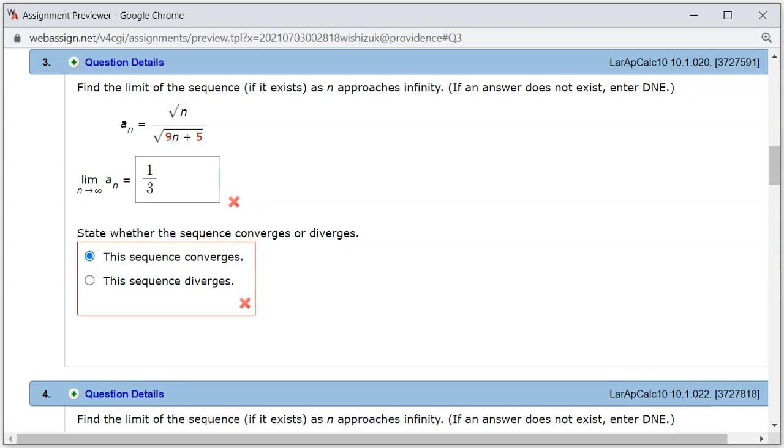Let's check the answer. It came back and looks like we got both of these correctly.